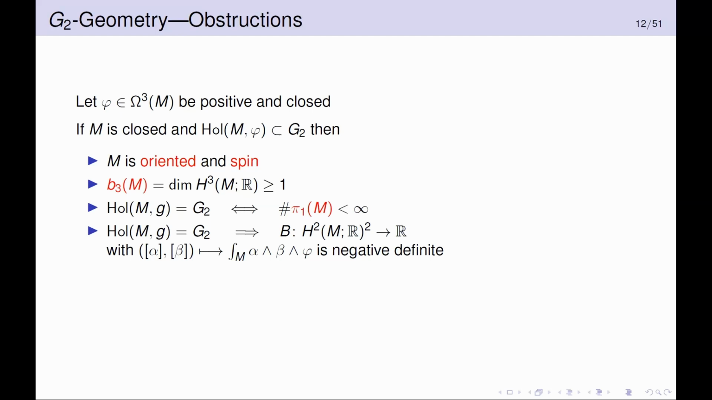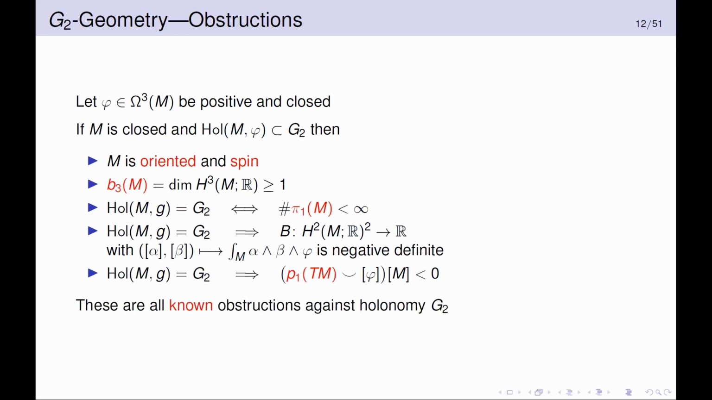This only happens if the holonomy is exactly G2, because otherwise we would have 7-dimensional representations, which would destroy the picture. And for a very similar reason, if I take the first Pontryagin class of the manifold, it has a representative being a linear combination of squares of 2-forms, and therefore also its pairing with phi must be negative. These are maybe the most interesting obstructions, and we'll keep them in mind for the second half of the talk.